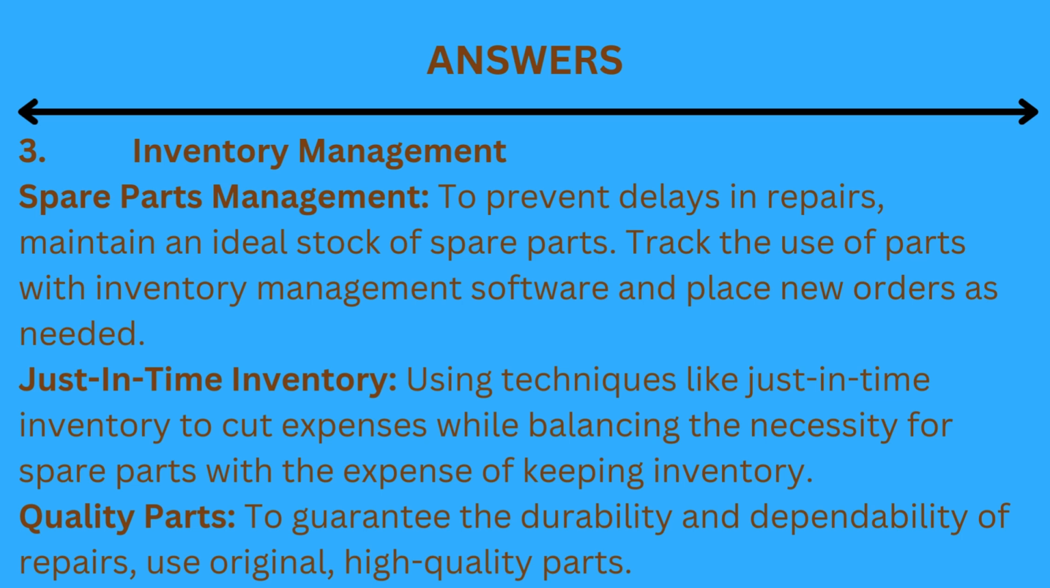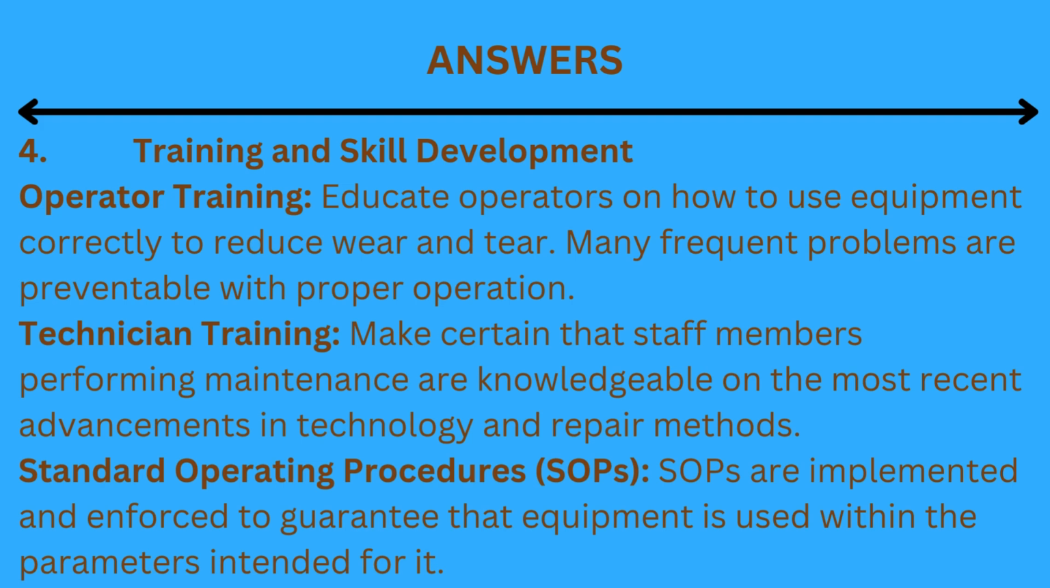C. Quality parts. To guarantee the durability and dependability of repairs, use original, high-quality parts. 4. Training and skill development. A. Operator training. Educate operators on how to use equipment correctly to reduce wear and tear. Many frequent problems are preventable with proper operation.